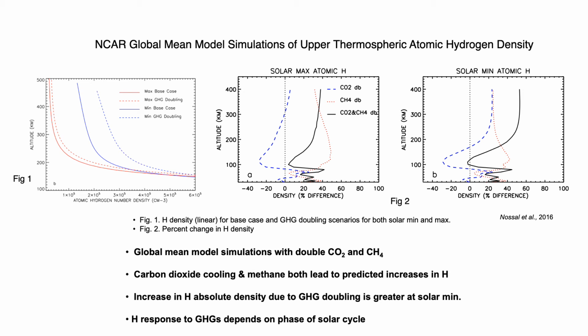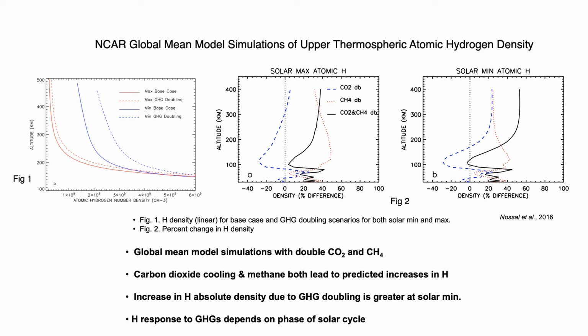What we see here is that the solar cycle has a major impact on the density in the upper thermosphere. Additionally, the response to greenhouse gases is larger at solar minimum than at solar maximum. The plots to the right show simulations in which we separately doubled methane and separately doubled carbon dioxide, and then doubled both of them.